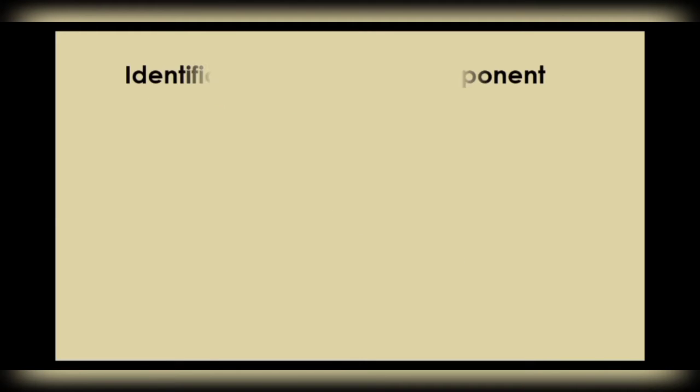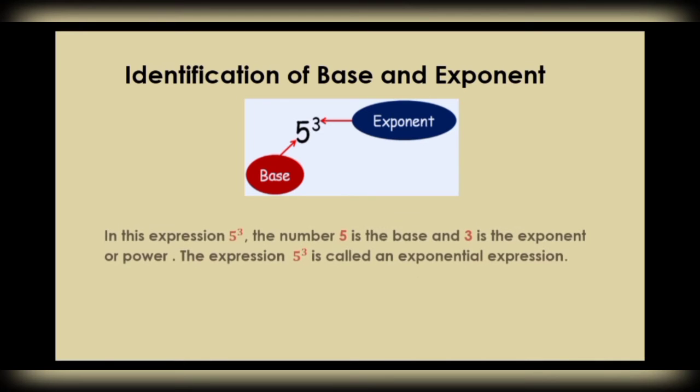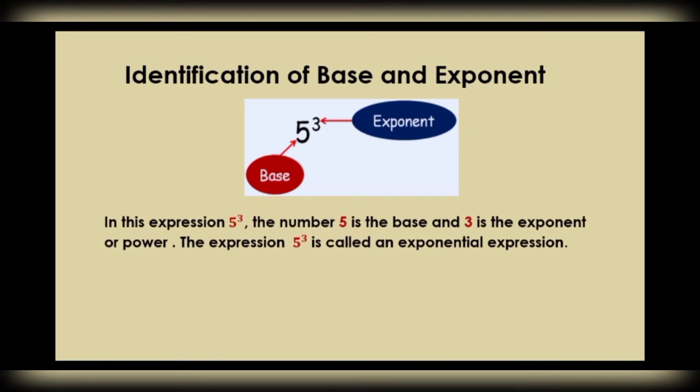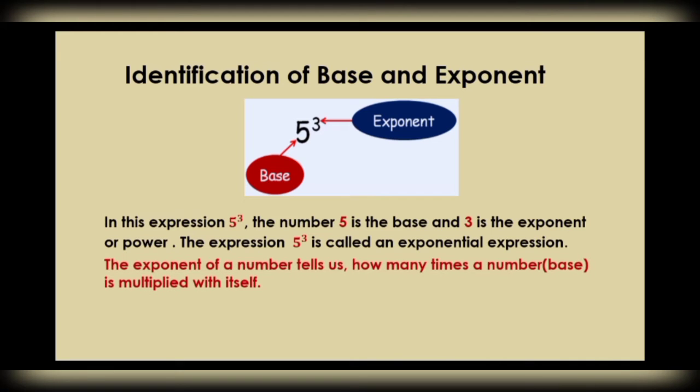Now let's identify base and exponent. In this expression 5 cube, the number 5 is the base and 3 is the exponent or power. The expression 5 cube is called an exponential expression. The exponent of a number tells us how many times a number is multiplied with itself.